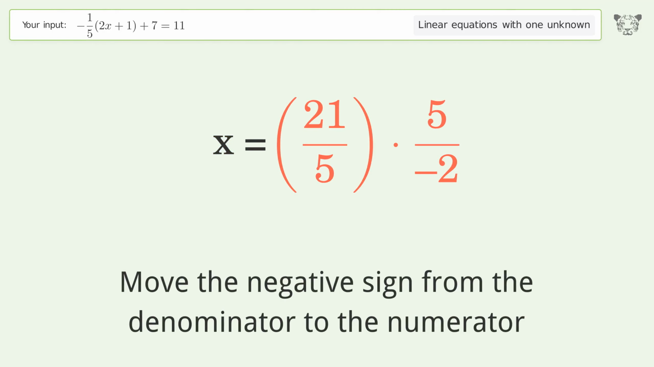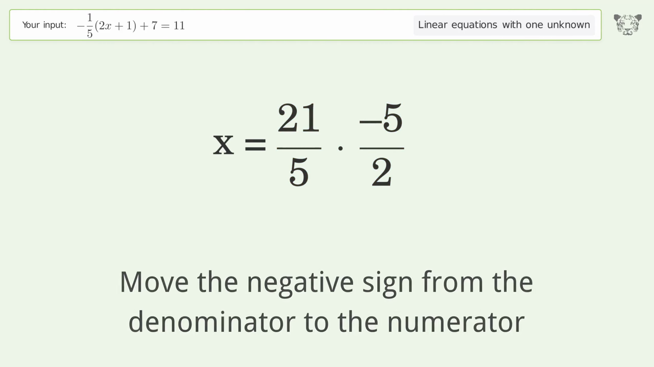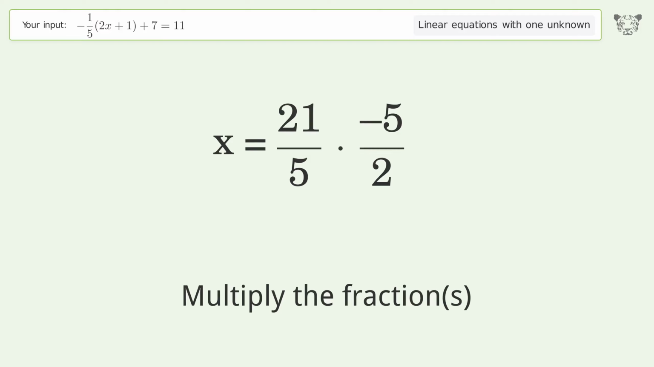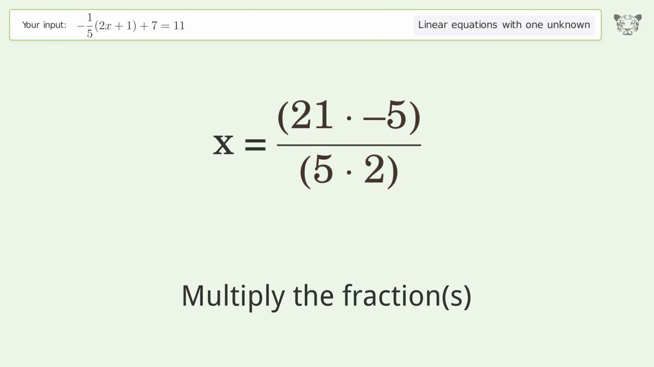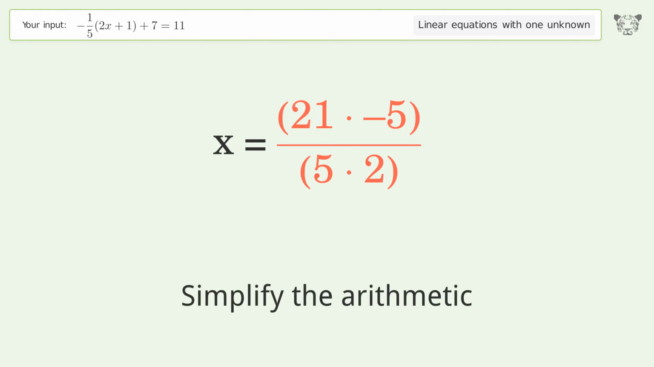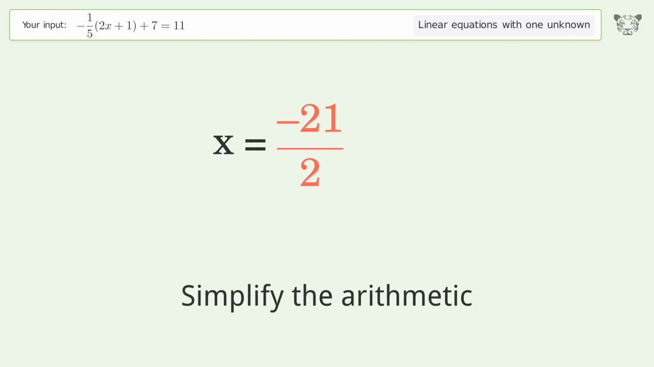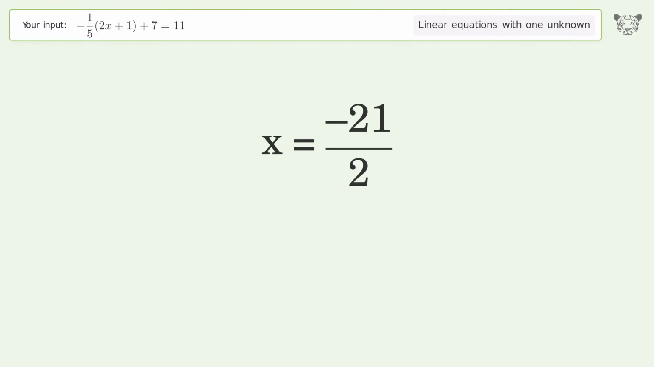Move the negative sign from the denominator to the numerator. Multiply the fractions. Simplify the arithmetic. And so the final result is x equals -21/2.